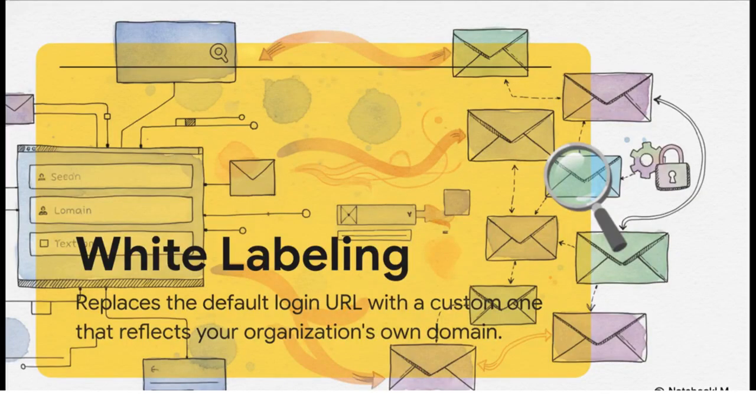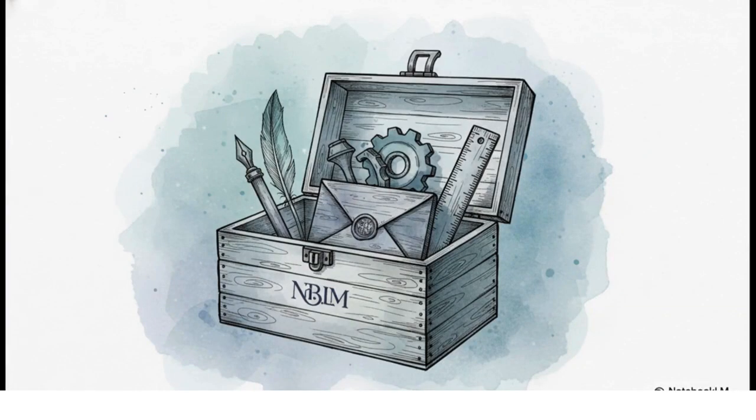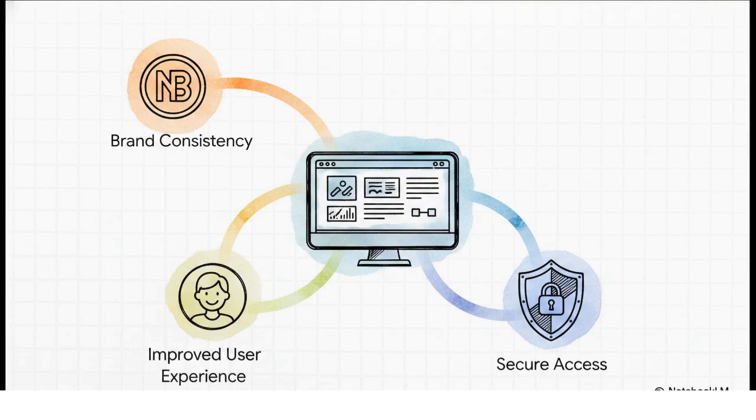So the fix is a feature called white labeling. You'll find it in the Zoho Mail admin console. It basically makes your email feel like your email, not some random third-party service. So why should you, as an admin, even care?